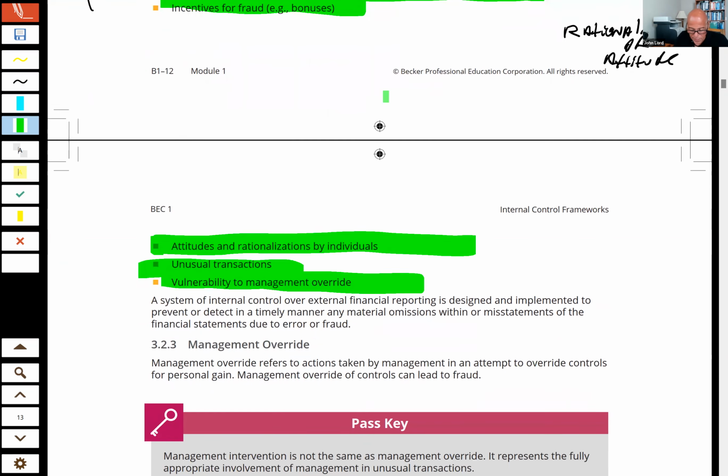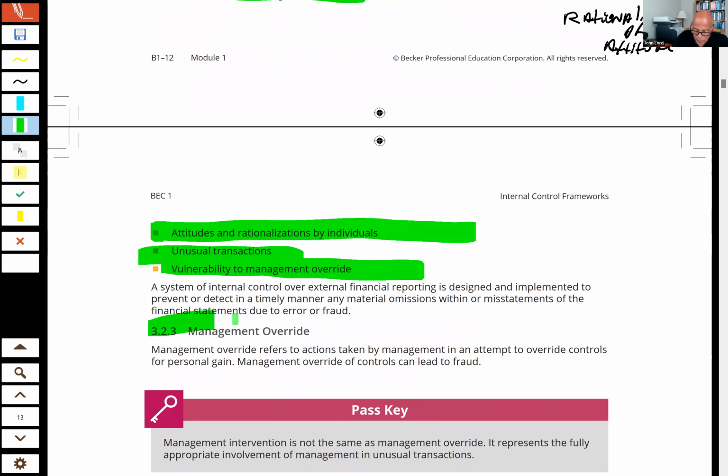Okay, good. Now, management override refers to management just saying, don't worry about that control. It says that we have to get dual approval on any disbursement over $5,000. It's okay, we don't have to talk to the second person. Just go ahead and push that through. And they pressure you because what? Because you need the job or something, right? That's what we mean by management override.